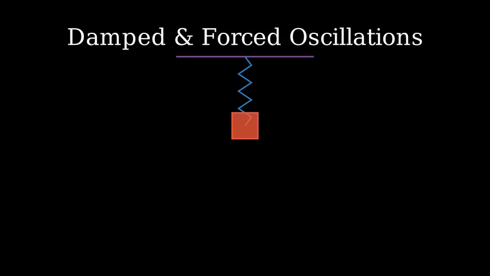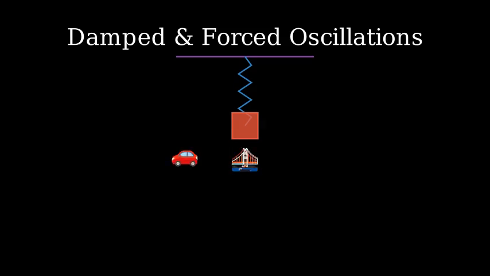Welcome to this lesson on oscillations. Today, we'll explore two important concepts in physics: damped oscillations and forced oscillations with resonance. These concepts help us understand how objects vibrate in the real world, such as shock absorbers in cars, bridges in the wind, or even atoms in molecules.